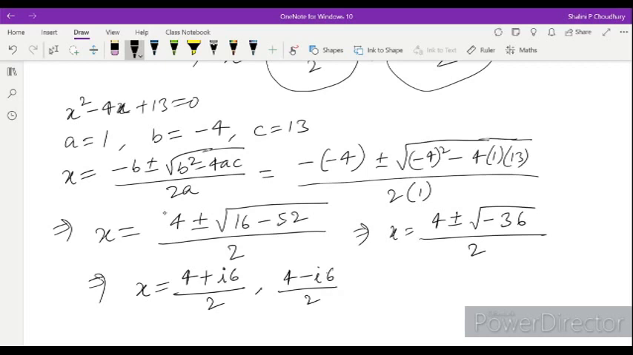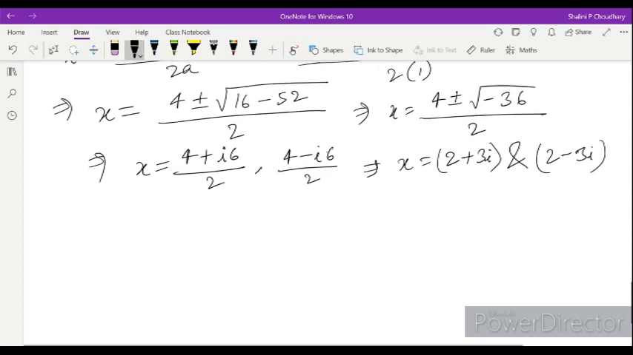Okay, now can we take 2 common in denominator and numerator? So we'll get the 2 roots of x will be 2 plus 3i and 2 minus 3i. Okay, so these are the two roots of x. One more question we'll do now.